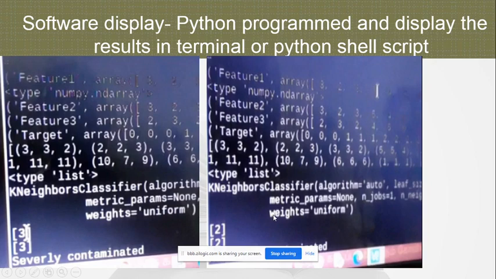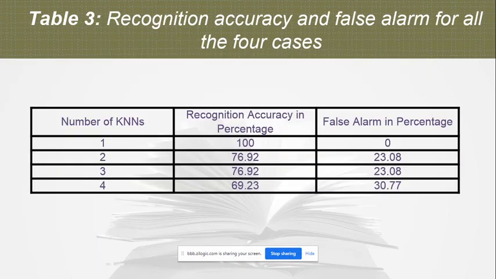So what is 0 and 1? If the result displayed is 0, it belongs to class 0. Class 0 in the sense non-contaminated river water. If the result is 1, then it belongs to class 1. What is class 1? Lightly contaminated river water. If the result is 2, moderately contaminated river water. If the classified result is 3, it belongs to class 3. What is class 3? Severely contaminated river water, right?